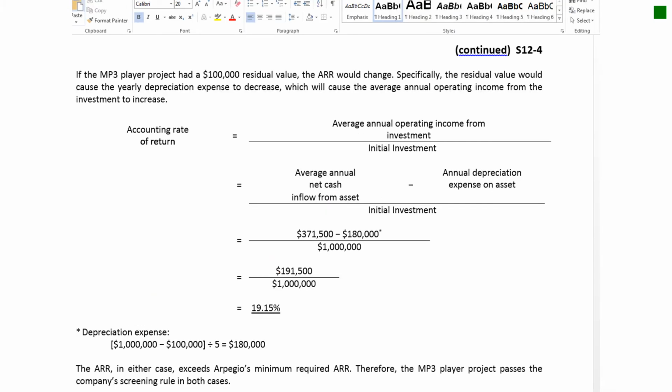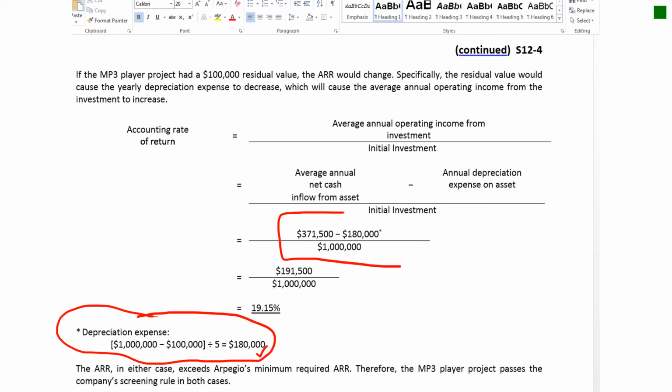And then the second part of this question, in this case, the residual value would affect the accounting rate of return because that does affect your depreciation. So note what would happen is that $100,000 residual value would actually change the depreciation from $200,000 down to $180,000. So then what would happen is here's your calculation. You take the 371.5 minus the new depreciation of $180,000 divided by your investment, and note what happens is now your rate of return changes to 19.15%.